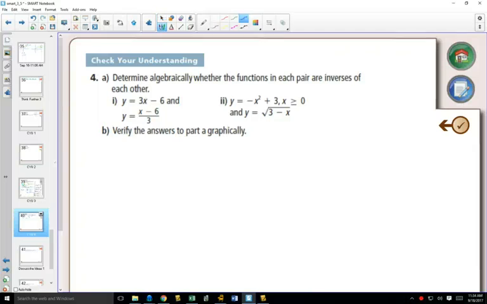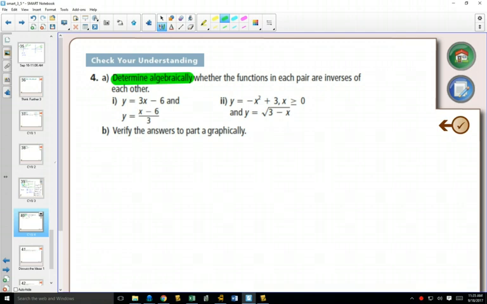Again, we want to be careful when we read instructions exactly what is asked for. This one starts off by saying determine algebraically. So that means we want to solve for this using algebra. Algebraically, how do we find inverses? That's where we switch the x and the y and solve for y.